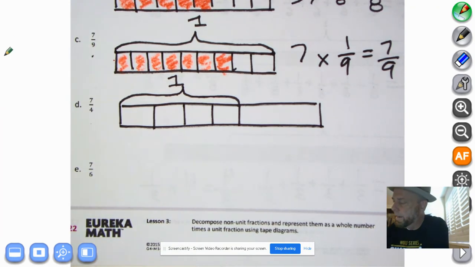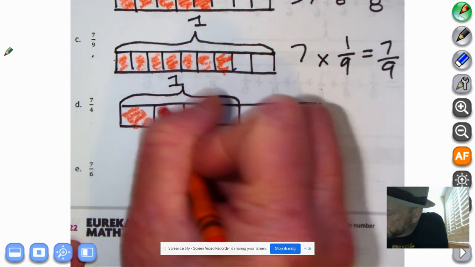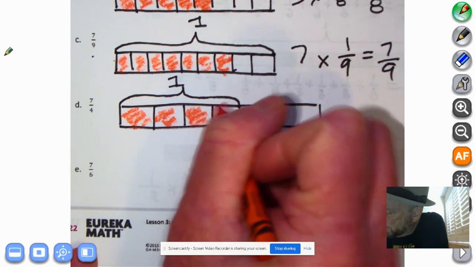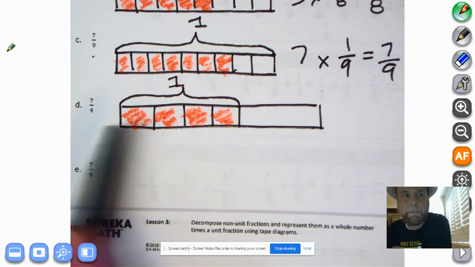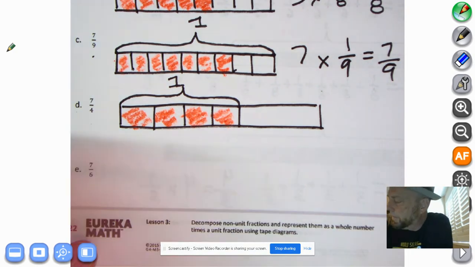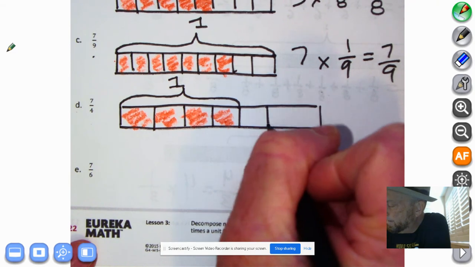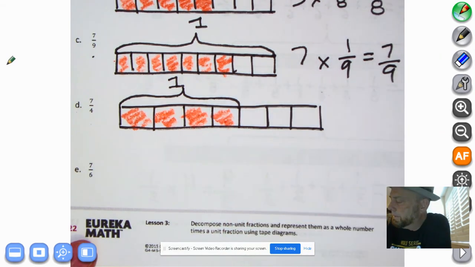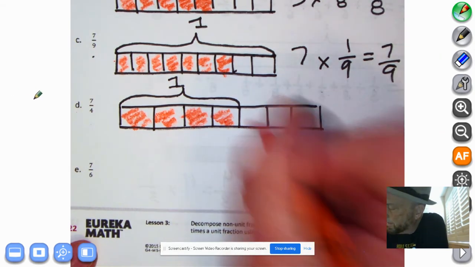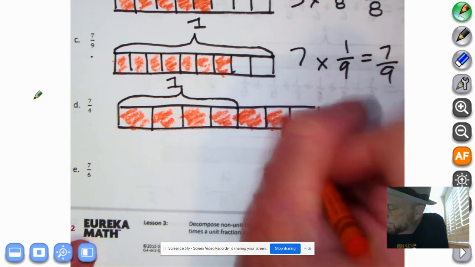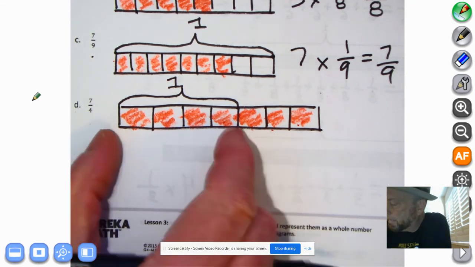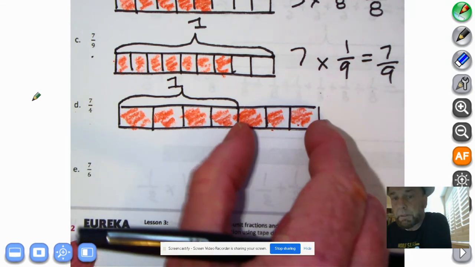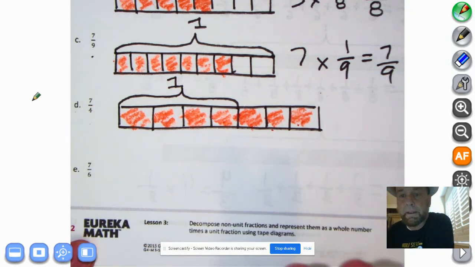I'm going to go ahead and just color that in. Because we know this is greater than 1 because the numerator, the number on top, is larger than the denominator. So now I have how many more fourths? I have 3 more fourths to go because there's a total of 7. So 4, 5, 6, and 7. So I have 7/4. I'm going to color all of those in. I know they're fourths because we took this 1 and we broke it into 4 parts, right? Here's an extra 3/4. So it's greater than 1.